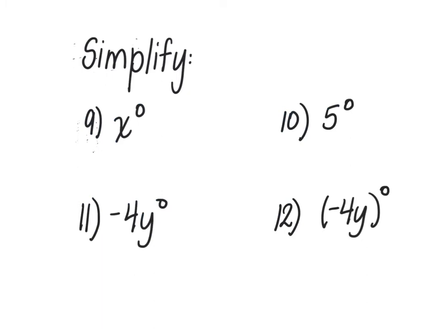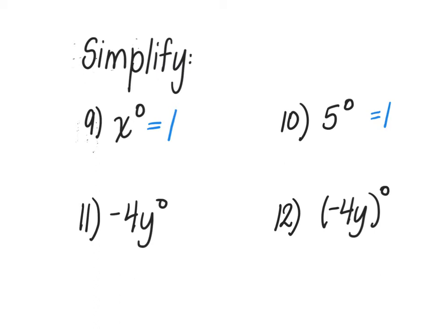So let's go ahead and simplify some expressions that have 0 as a power. Number 9, x to the 0 power. Well, my base is x, it's being raised to the 0 power, so it's 1. Number 10, 5 to the 0 power. My base is 5, but it's being raised to the 0 power, so it's 1.